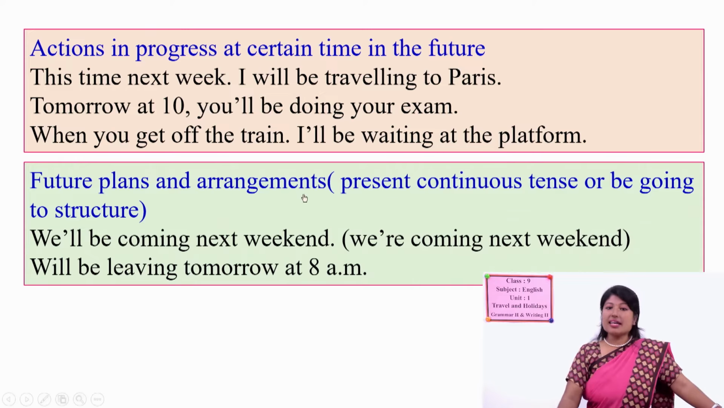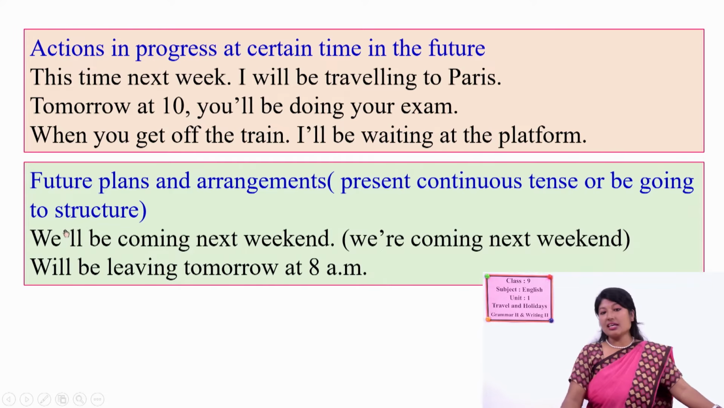Future plans and arrangements. For future plans and arrangements, we can use the present continuous tense or the be going to structure. We will be coming next weekend. We are coming next weekend. They give a similar meaning, right? We will be leaving tomorrow at 8 a.m.